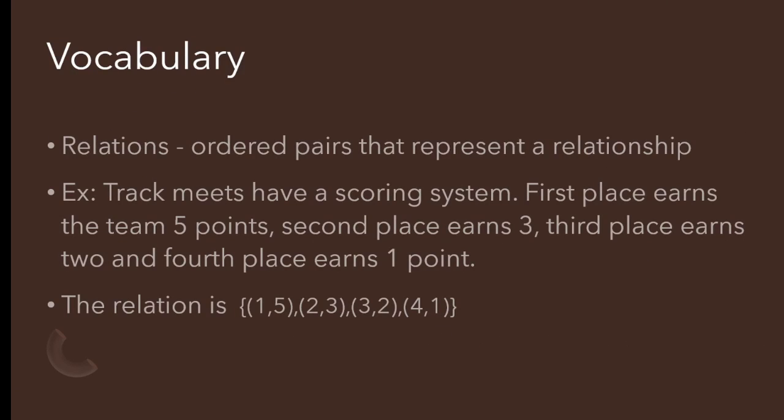They represent a relationship. One example is a track meet scoring system. First place gets 5 points, second place gets 3, third place gets 2, fourth place gets 1. So there's the relation written below: (1, 5), (2, 3), (3, 2), (4, 1).